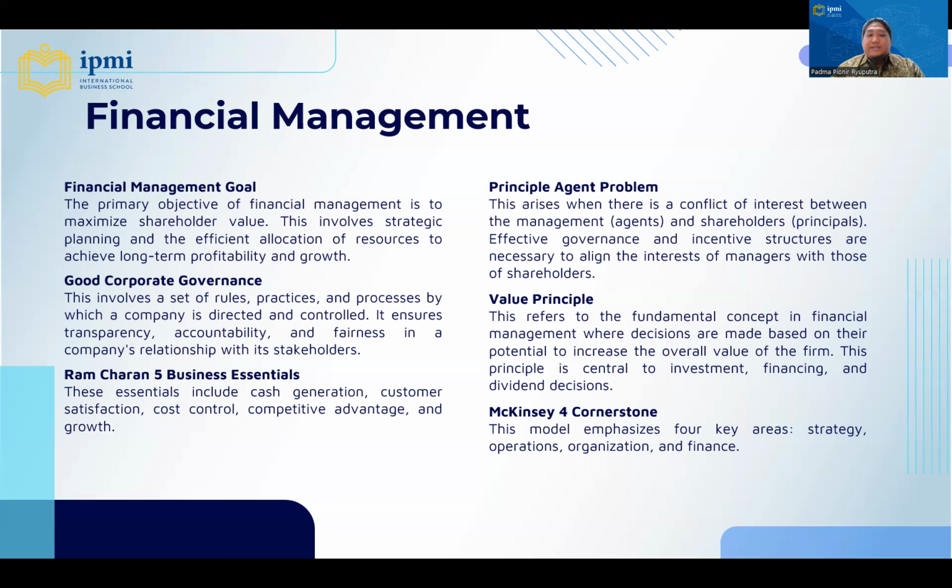Next is the value principle. The value principle refers to the fundamental concept in financial management where every decision is made based on its potential to increase the overall value of the company or the firm. This principle is central to investment, financing, and also dividend decisions. Lastly is the McKinsey 4 cornerstones, which emphasize the 4 key areas: strategy, operation, organization, and finance. So these are the financial management branches that I learned from corporate finance class.